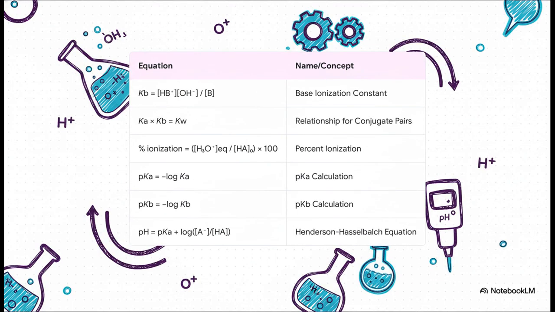Okay, next up we've got the tools for bases, with the Kb expression looking pretty similar to Ka, right? We also see that really cool relationship between Ka and Kb for a conjugate pair. And there it is again, the star of the show for buffers, the Henderson-Hasselbalch equation. That's your best friend for buffer calculations.